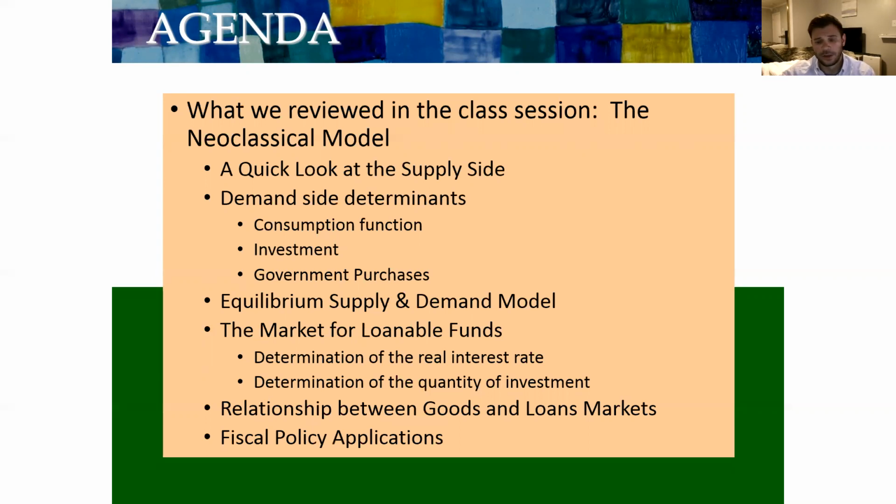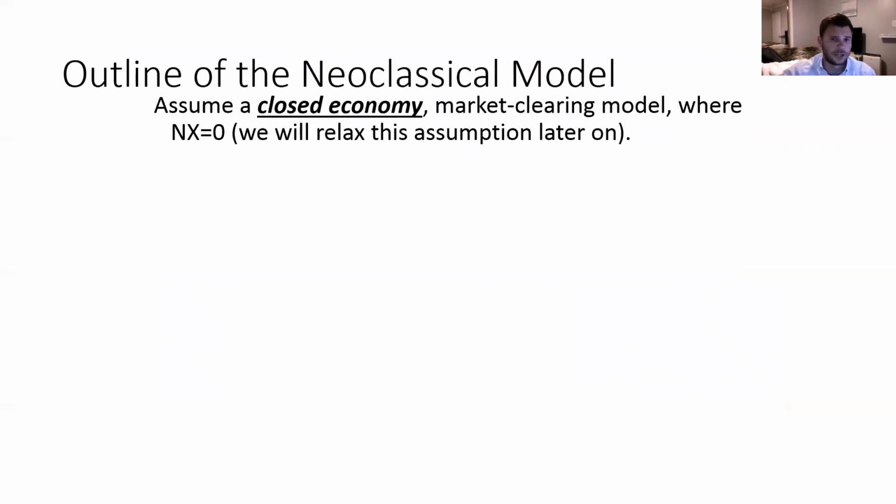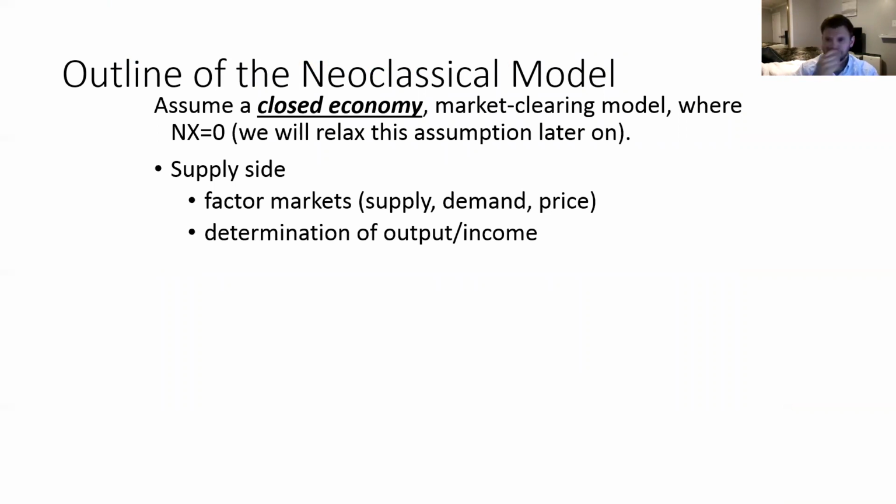And then in the next set of videos, we will pick up talking about the nature of money and prices in the long run. So the outline of the neoclassical model, again, we were assuming here a closed economy, not inconsistent with the US data, more of a convenience assumption at this point, but we will relax that in the coming weeks. And we started by looking at the supply side.